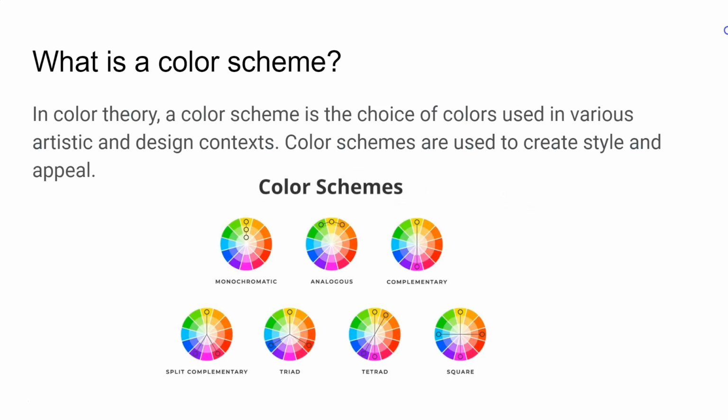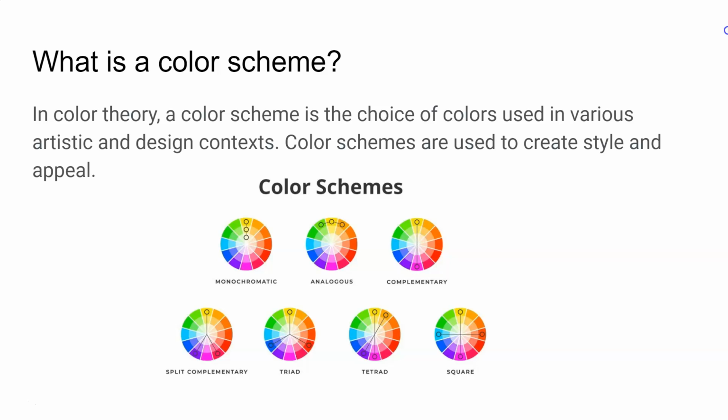So for your Zentangles project, you are going to be selecting a color scheme that you're going to be painting in the empty space on the design. And so you've got to know, what is a color scheme? In color theory, a color scheme is a choice of colors used in various artistic and design contexts. Color schemes are used to create style and appeal.